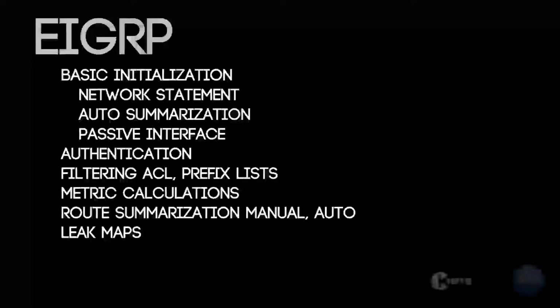Right, so the plan today is to do EIGRP just like we did RIP yesterday. Basic initialization, authentication, filtering using ACLs and prefix lists. It's not going to take me as long as it did yesterday because a lot of these things are pretty much the same. I am going to do a couple of extra things with EIGRP.